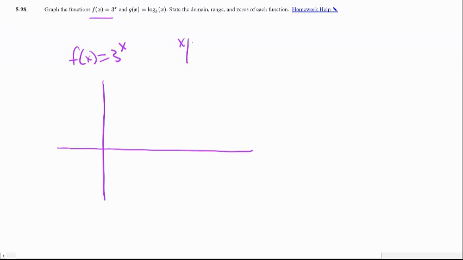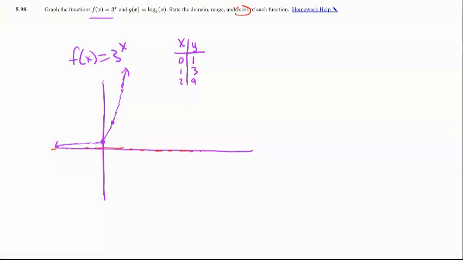If I were to think of this as an xy table, I can do 0, which is 3 to the power of 0, which is 1, 1, which is 3 to the power of 1, which is 3, and 2 and 9. So with these points, 0, 1, 1, 3, 2, 9, I'm trying to sketch my exponential function, and it should look like this, where we actually have a horizontal asymptote at y equals 0, meaning there is no zero of our first function because there's no x value that would make that y value equal to 0.